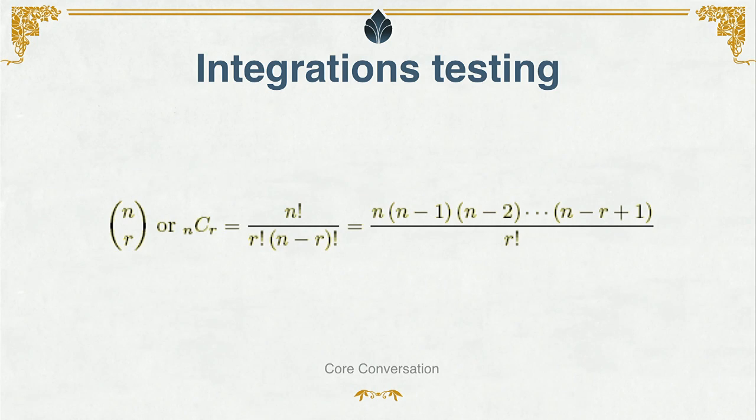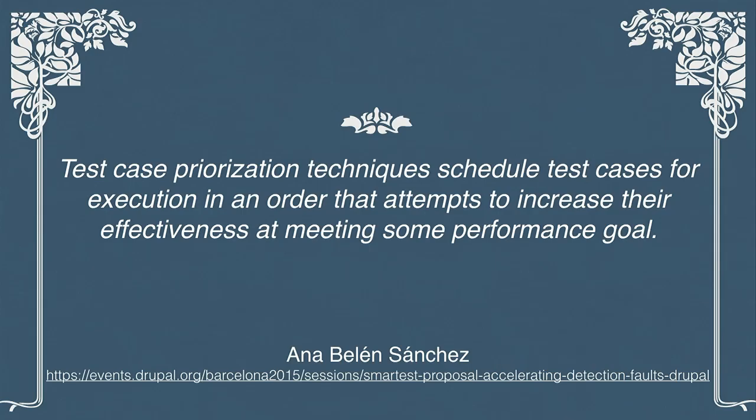So one thing we could do for improving the situation is using some research. This was presented in DrupalCon Barcelona. It was a talk called Smart Test Proposal: Accelerating Detection of Faults in Drupal. This comes from research from a woman who works for the University of Seville, and she presented this work in Barcelona. So what they used was a software product line research approach for doing prioritization techniques to scheduling tests.